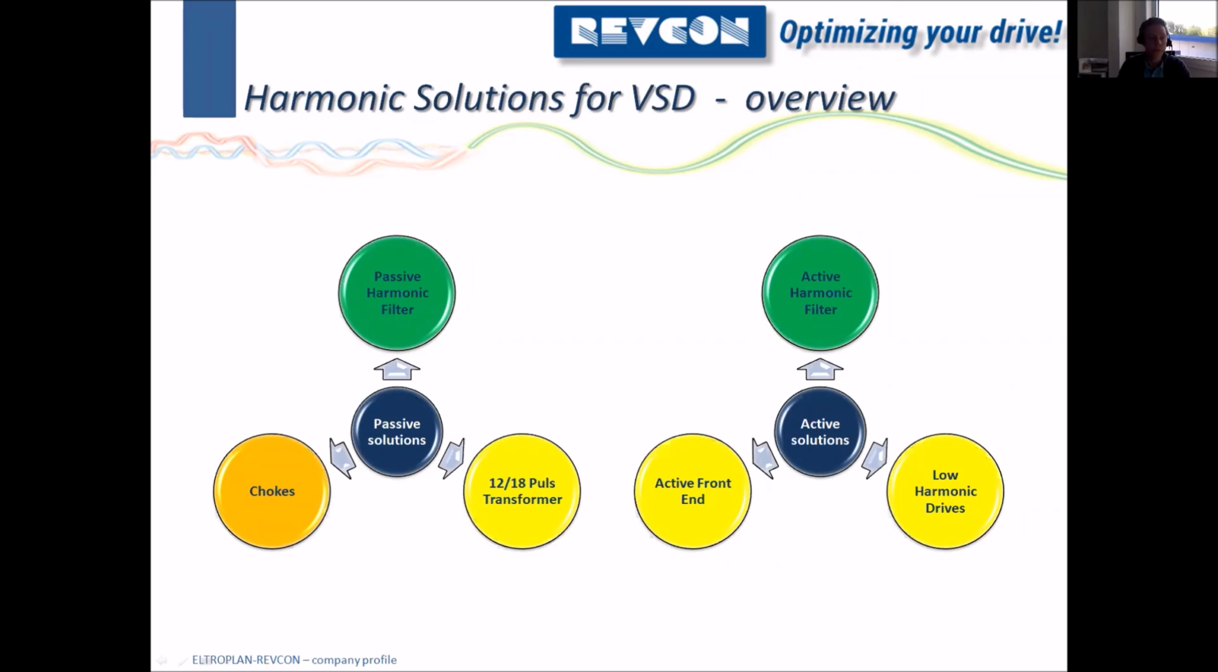From the topology or from the hardware setup, the active front end and the low harmonic drives are typically the same. Low harmonic drive would typically have a disabled regeneration function of the active front end. So that's the main difference between those two technologies, if any at all.